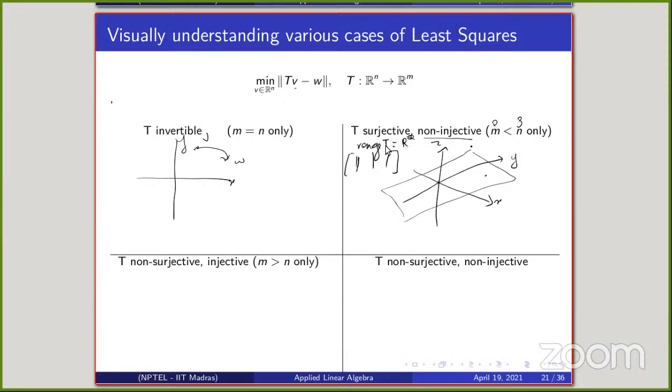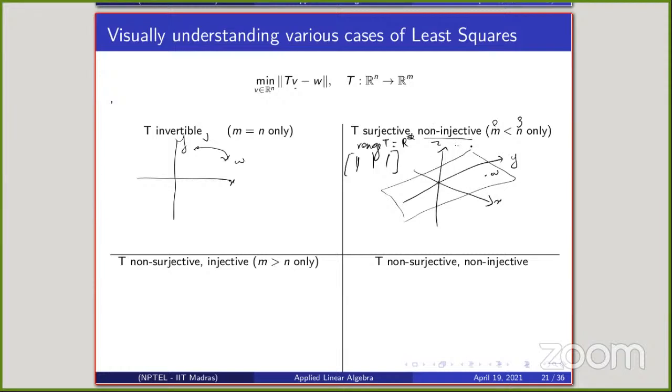So the range of T, that's basically what I mean by full column rank, where the range is equal to the codomain. So the vector w is always going to lie in the range of T, even though it's just the xy plane, which means TV equal to w is possible. But how do we find the v corresponding to this w?